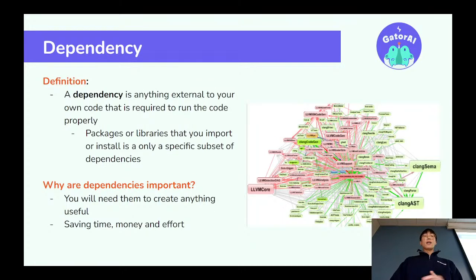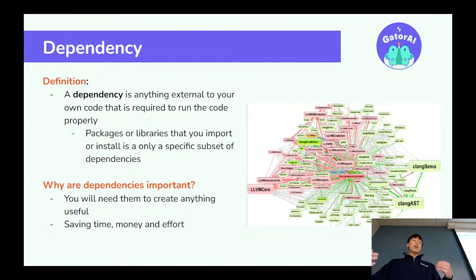So in terms of software, a dependency is anything that is external to your own code that is required to run it properly, right? Oftentimes when we think of dependencies, we maybe think of other software, other packages or libraries that you import or install, but that's only a specific subset of the actual dependencies when you think in terms of a software project, right?